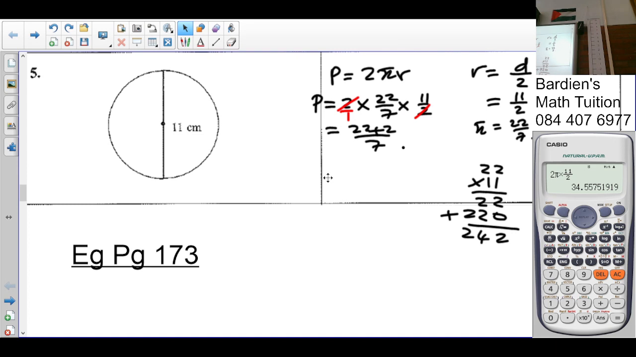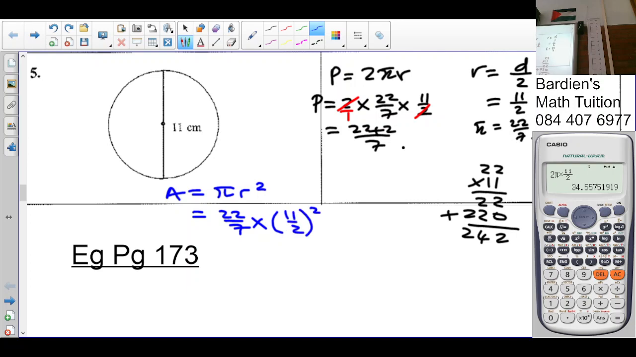Okay. People, when you're working out the area of a circle, how do you calculate the area? Area is going to be pi r squared. Perimeter, circumference is 2 pi r. For area it is pi r squared. So what is pi, people? You said pi is 22 over 7. That is only an approximation of pi. So it's a rational number very close to pi. Okay? It's not exactly pi, but it's acceptable. And what is my radius? It's going to be 11 over 2, squared.